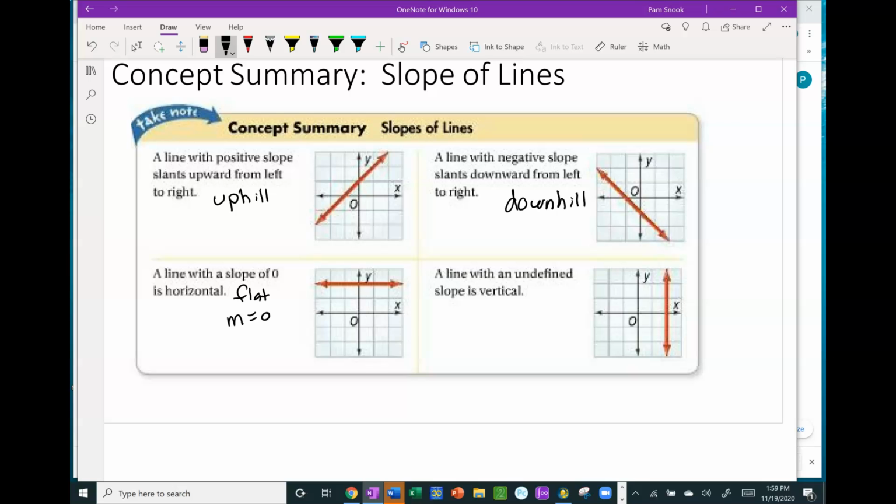Can you imagine trying to climb up this? So here's you trying to climb, and that doesn't work. You've got nothing that you're going to be able to grab onto. So that one is undefined because you can't do it. And in Math World, we say you can't divide by 0.